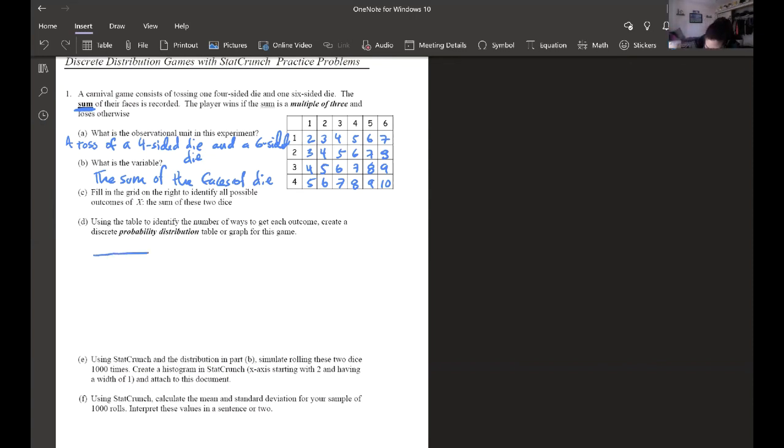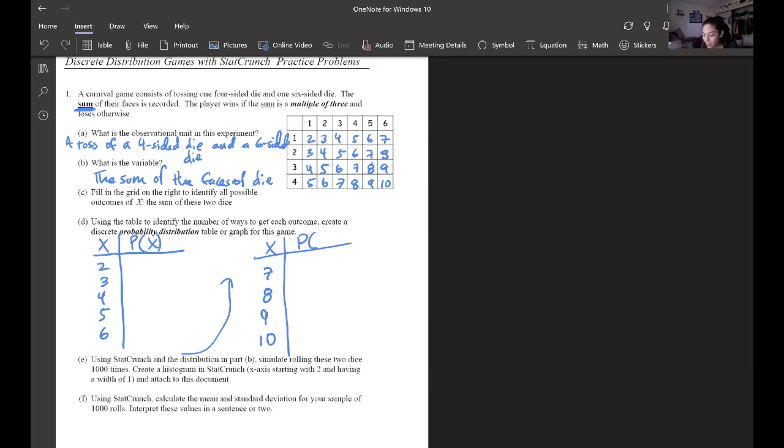So then we're going to have X, which is the sum: 2, 3, 4, 5, 6, 7, 8, 9, 10. Let me actually split this into two, so not all the values are super crowded. It's going to continue over here: 2, 3, 4, 5, 6, 7, 8, 9, 10. All right. Now the next column is going to be our probability, so it's going to be P of X, the probability that X happens.